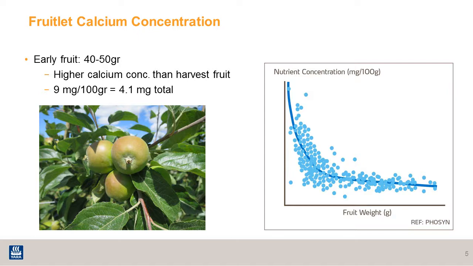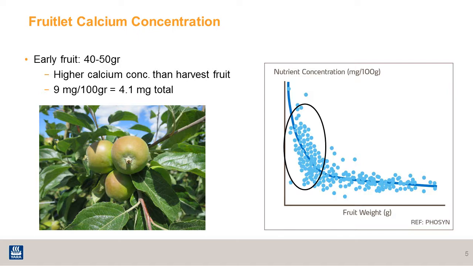I've talked about the calcium accumulation in the fruit. Now let's talk about the calcium concentration in the fruit. During the early stage of the fruit, calcium concentration is normally much higher than that of the harvest fruit. Remember that we have the cell division occurring early on and cell expansion at the later stage. You can see the dilution of the calcium concentration as the fruit matures into harvest.